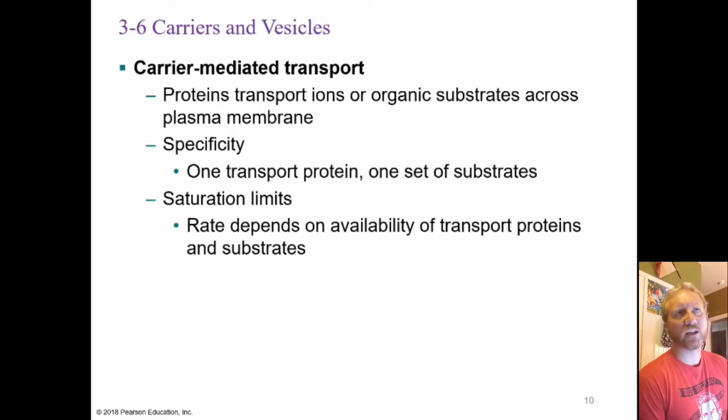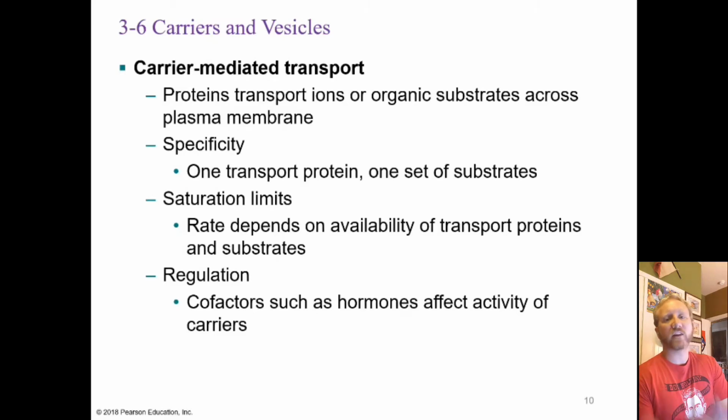The rate of transport is going to depend on the saturation limit. Saturation refers to the number of proteins, and substrates would be whatever you're moving. So let's stick with the sodium ion channel. The substrate is what you're moving, so it's the sodium. And basically, if you have a lot of sodium, but not a whole lot of channel proteins, we say it's saturated. And so that's going to slow things down. There's going to be a bit of a bottleneck because we basically filled up all of our capacity to move stuff. The other thing that we look at is regulation. So hormones will affect the ability of carriers, open them up, close them down, stuff like that.